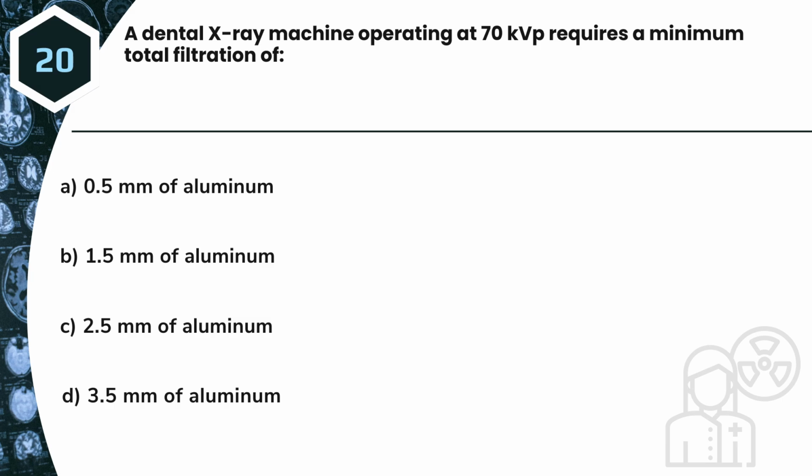Question 20. A dental X-ray machine operating at 70 kVp requires a minimum total filtration of A. 0.5 mm of aluminum. B. 1.5 mm of aluminum. C. 2.5 mm of aluminum. D. 3.5 mm of aluminum.